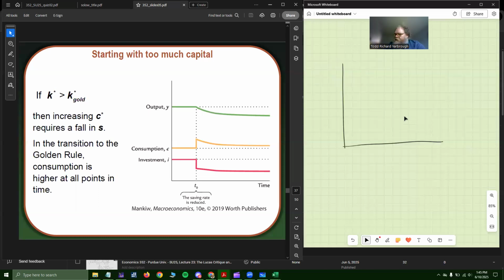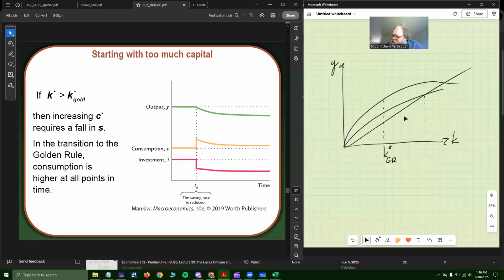So let's say that we have capital per worker here, output per worker here. And then let's go ahead and define the golden rule right here. We'll call this golden rule steady state. But then the current steady state in the economy is right here. So we'll call that regular K.